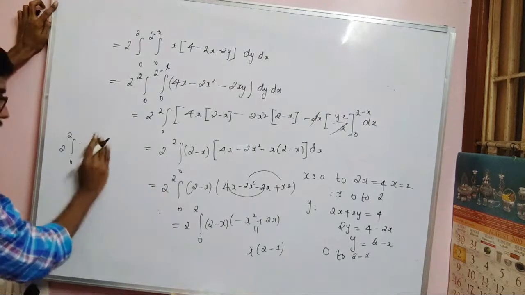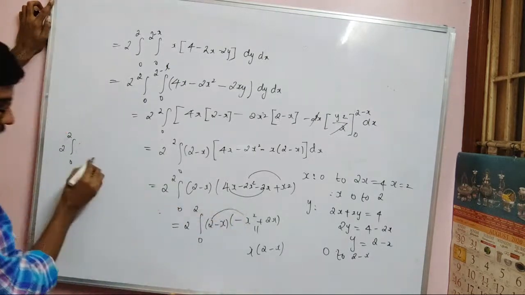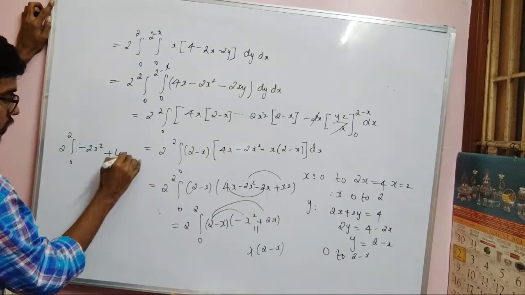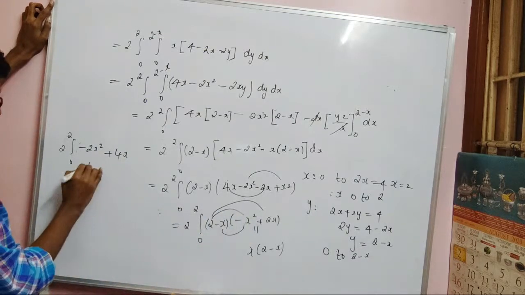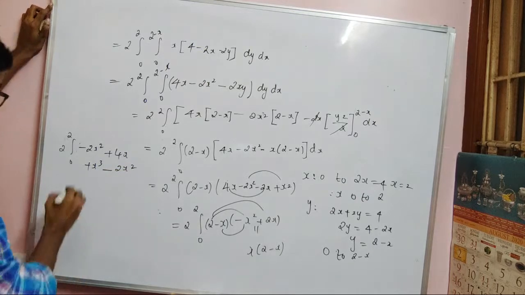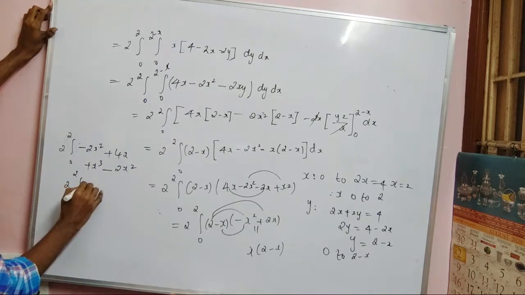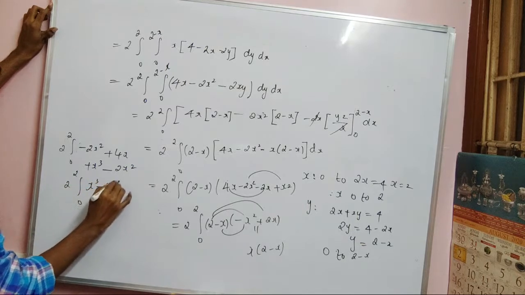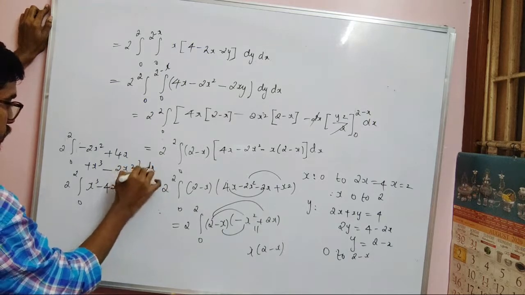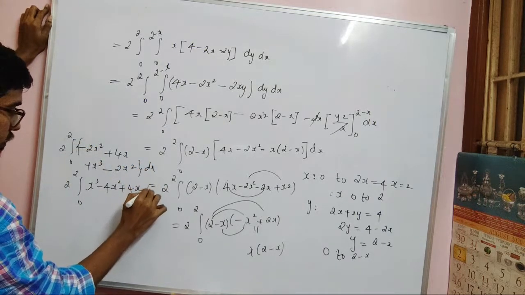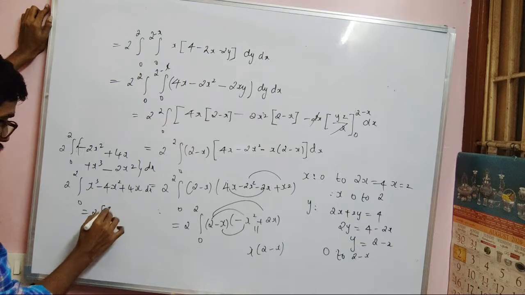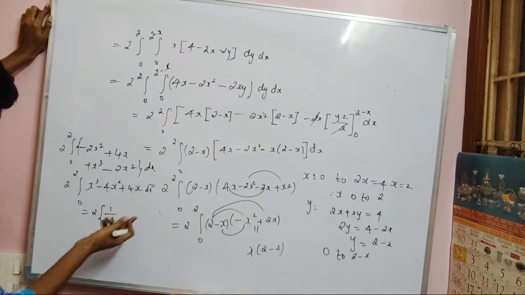We will straight away multiply. When I multiply this, we will have minus 2x square, plus 4x, and this will be plus x cube minus 2x square. So this will be 2 times integral 0 to 2 of x cube minus 4x square plus 4x, dx. So this will be 2 times, x power 4 by 4, so we have 1 by 4.